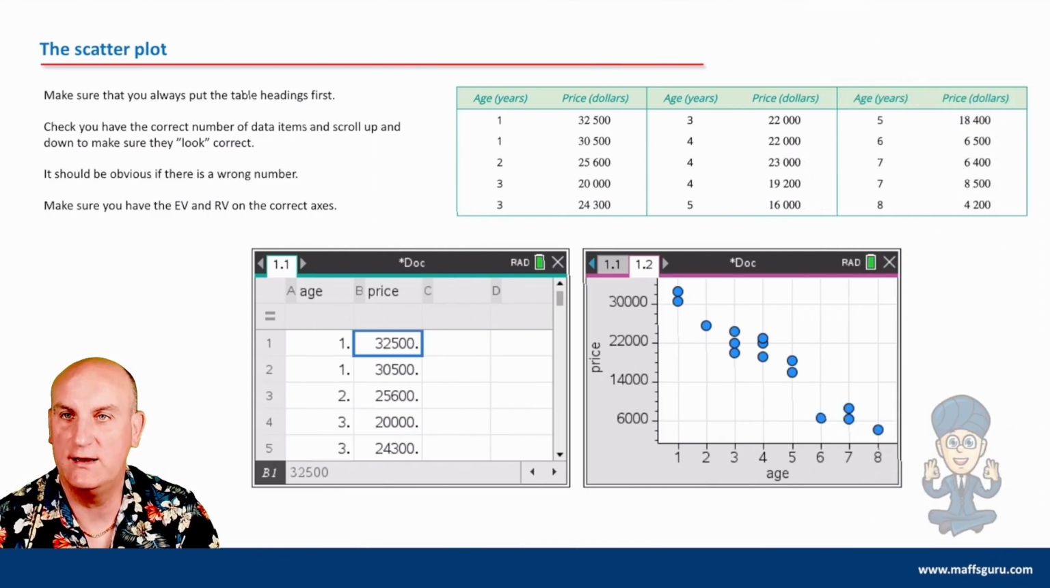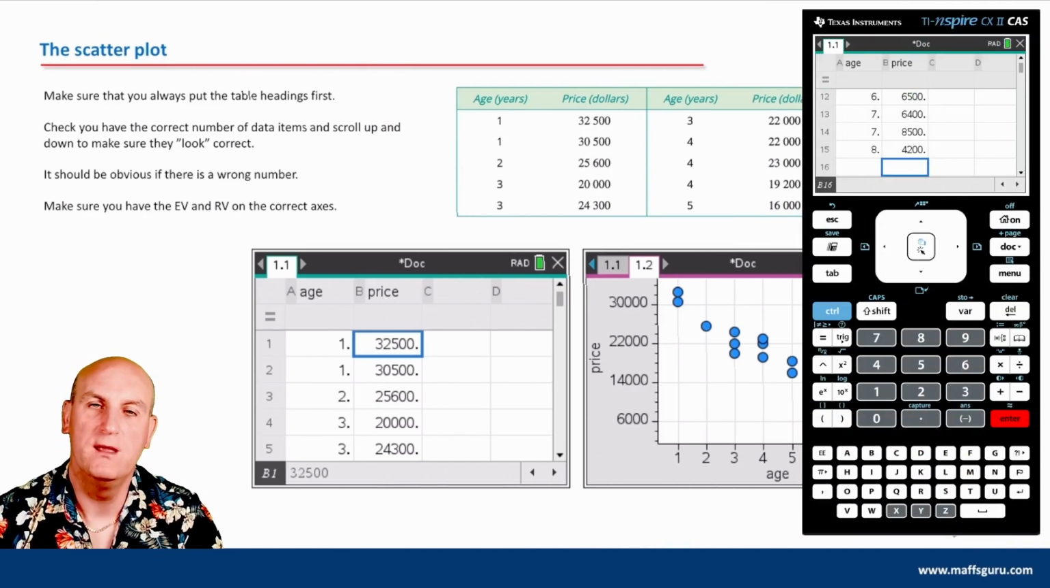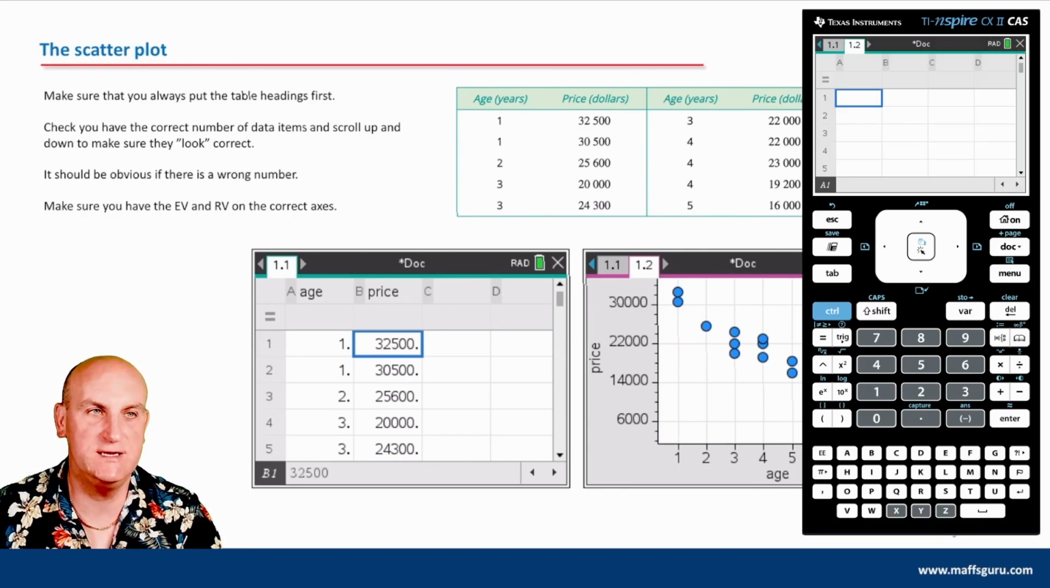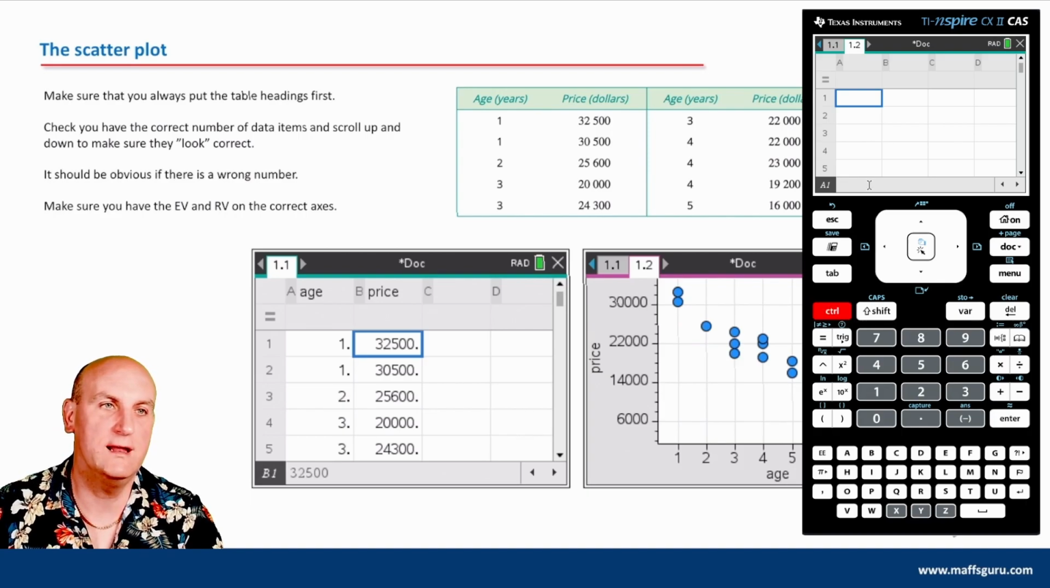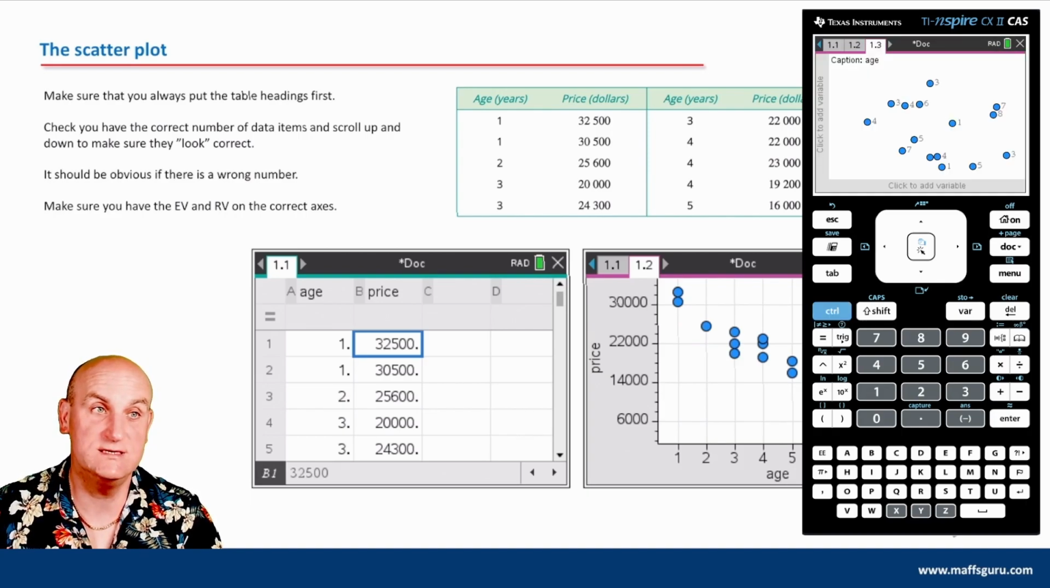4,200. I'm just going to turn my calculator off for a second. 8,500, 6,400, 6,500. Yep. So all my data's in, and it seems to work out. So how do I draw a scatter plot? Well, again, I'm just going to go Control, add a list and spreadsheet. No, I'm not. I'm going to doc. I'm going to add data and statistics.